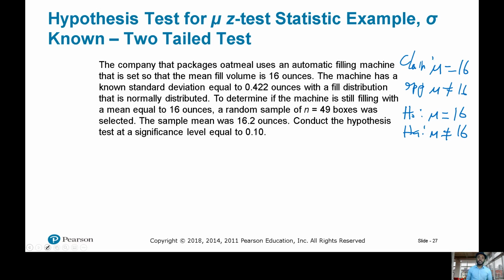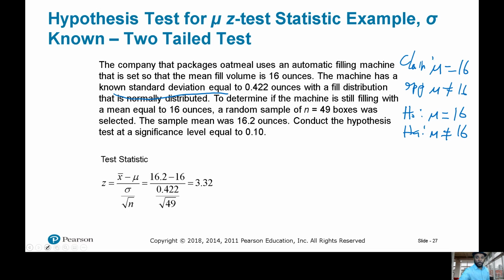The machine has a known standard deviation, which means that we'll be computing the z statistic. If sigma is not known, which we'll look at next, we will be computing a t statistic. So here we'll be computing a z test statistic. We have sigma is 0.422. So let's just look at the solution.